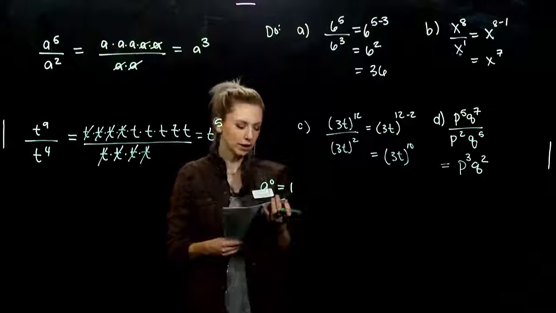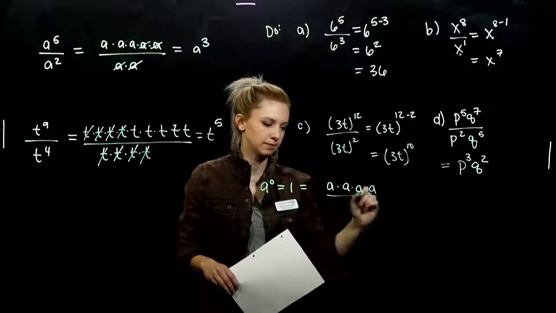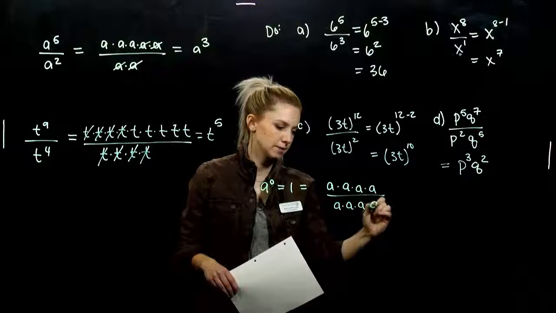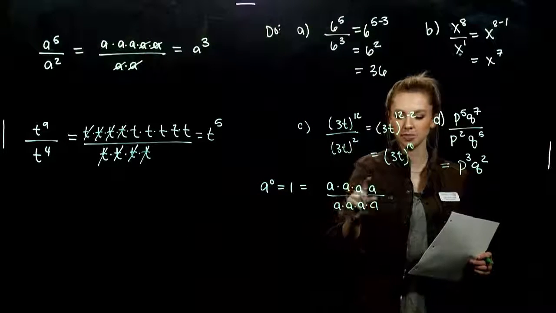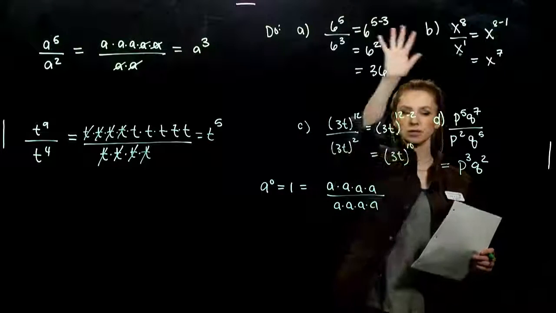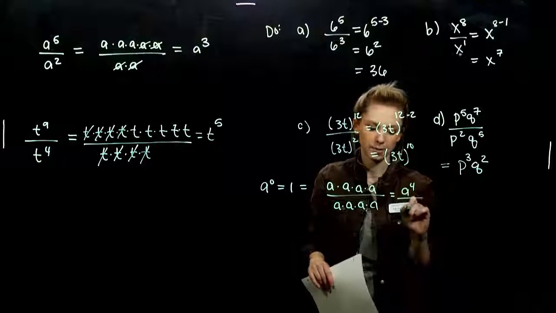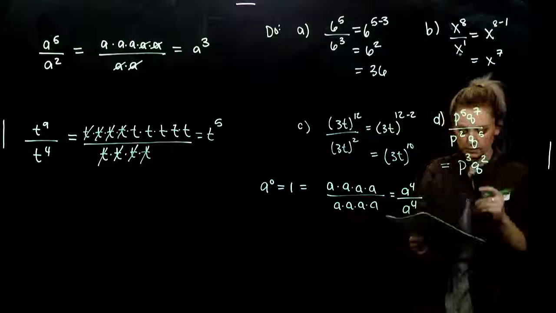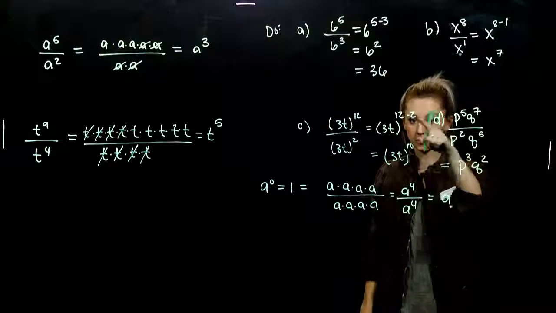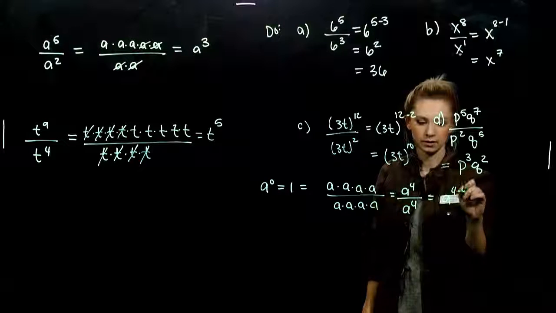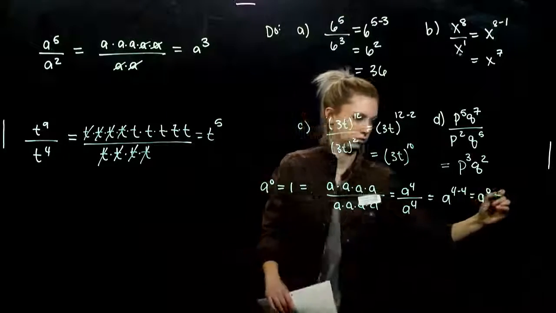All right. So another way that we can look at this, what if I have a times a times a times a over a times a times a times a? I still got the same thing divided by the same thing. We're still looking at 1, but using this new method that we have, how can we rewrite this? How many factors of a do I have up top? How many factors of a do I have down below? So, when I have division with the same base, what do we do with the exponents? Look at the difference. We subtract them. So 4 minus 4 gives me a to the 0 power, which is 1, which we've already seen before.